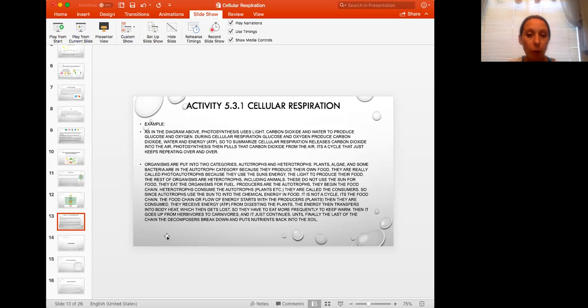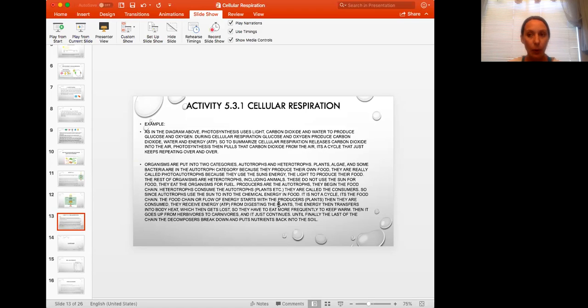The food chain, or flow of energy, starts with the producer. They are consumed. Consumers receive energy from digesting the plants, breaking it down into ATP. The energy then transfers into body heat, which can then get lost. So you have to eat more frequently to keep warm. And our bodies are always continuously using energy. Then it goes from herbivores to carnivores.